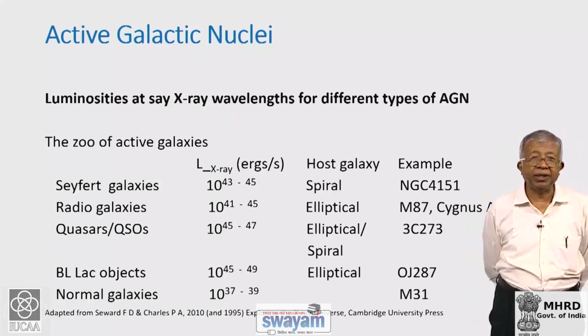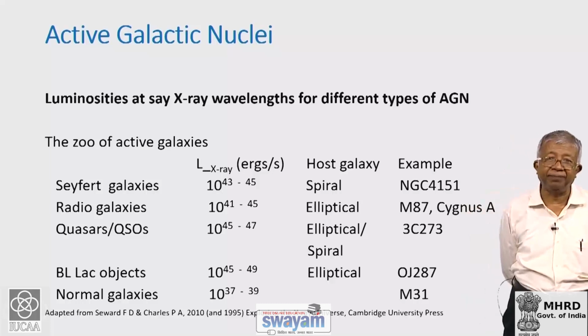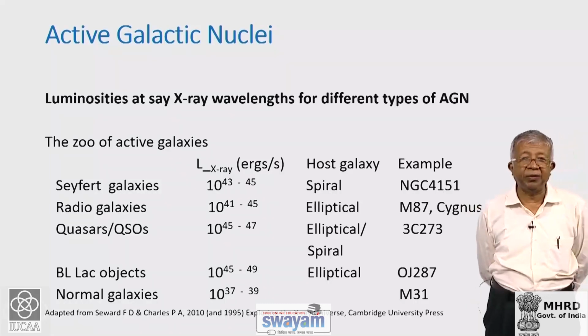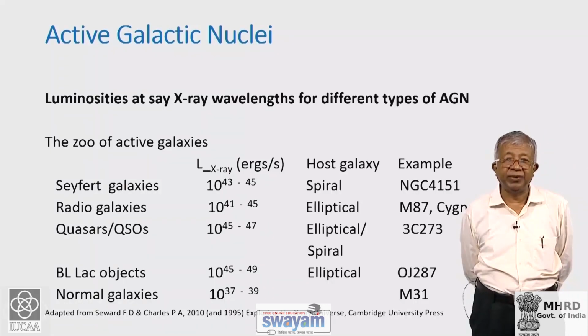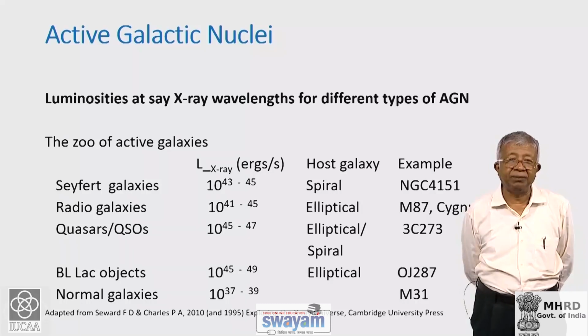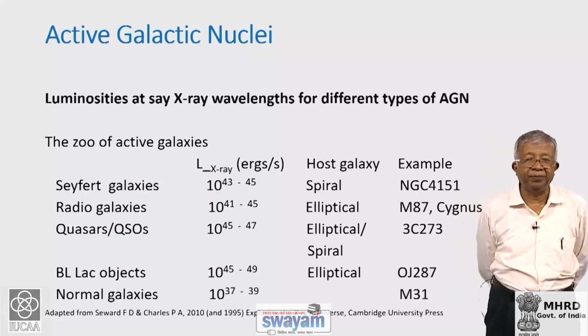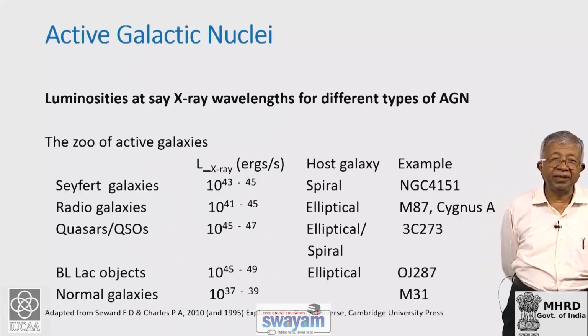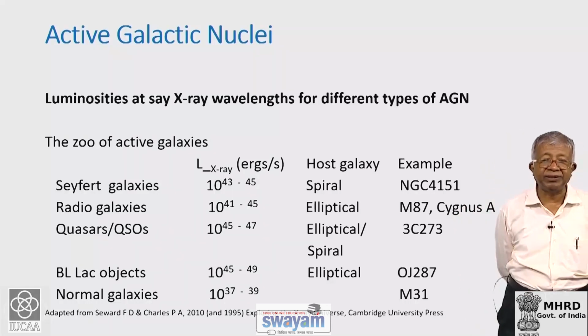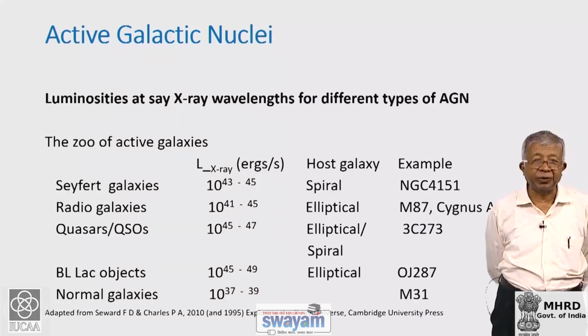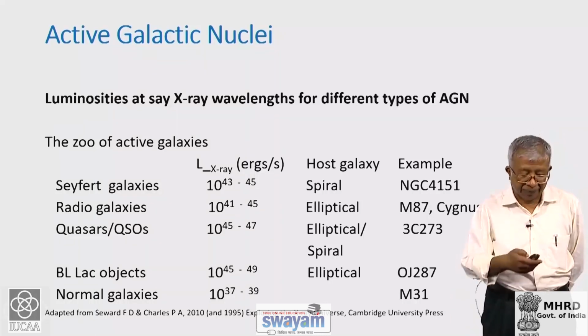And you will also notice that the host galaxies are not always the same. Seyfert galaxies are normally hosted by spiral galaxies, whereas radio galaxies are hosted by elliptical galaxies. We shall also look at that in a bit more detail later, but it is this rich diversity and trying to understand these properties that is going to be the focus of these couple of lectures.